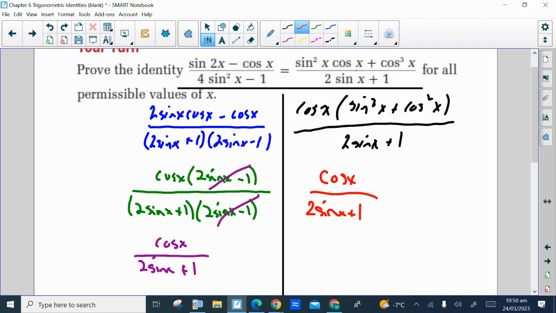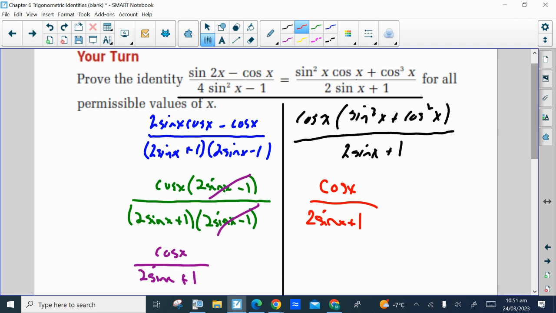Now what, Sathuni? Pardon me? That's right, we're done. So now what? We celebrate. Yay! Did it ask us to do that? No, it said to prove it for all permissible values. Okay, this is me never minding.